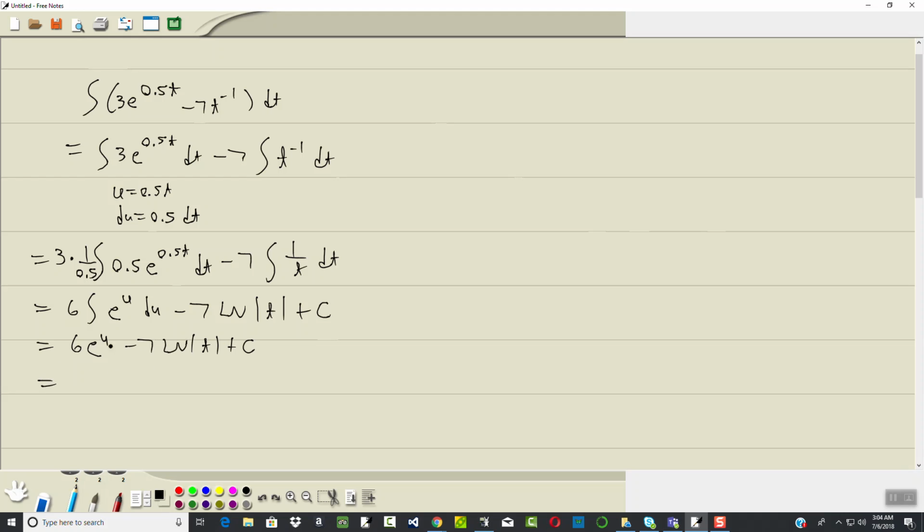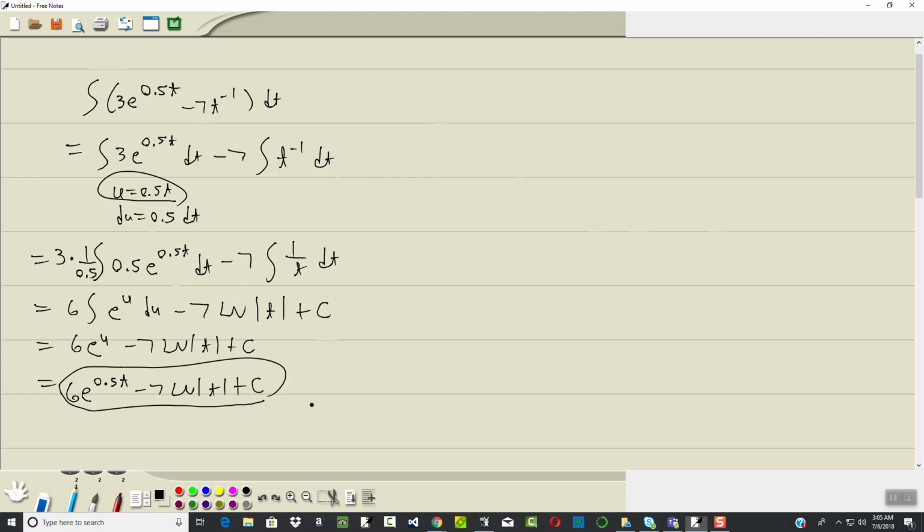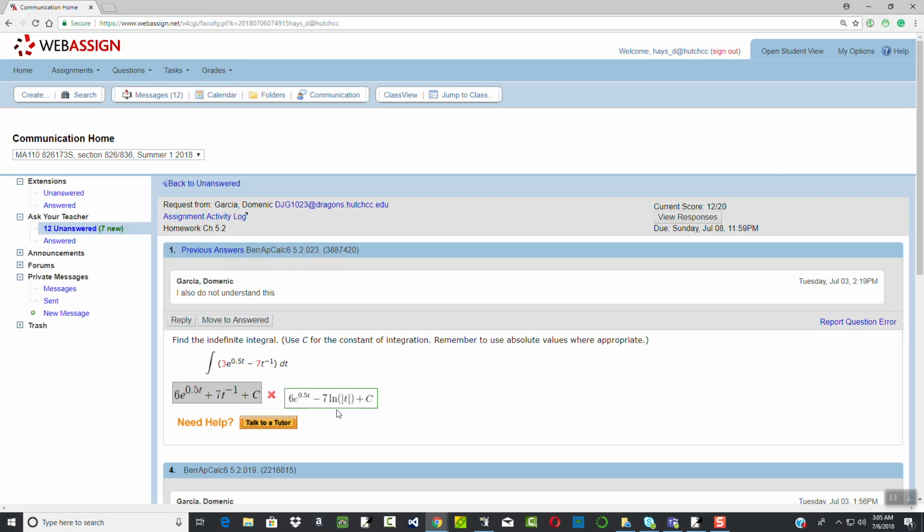And now we want to replace our u with what we identified up here. We said u is equal to 0.5t. So we're going to have 6e to the 0.5t minus 7 natural log of the absolute value of t, plus c. They've got some parentheses there that's not necessary. And that would be your answer.